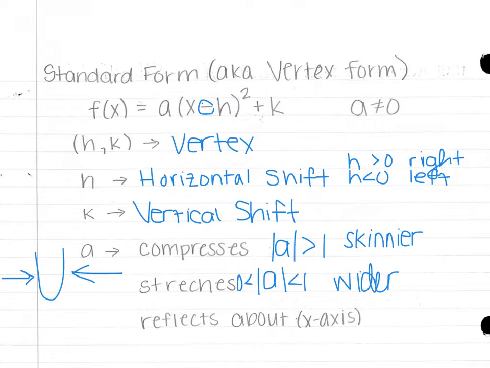If it reflects, so if a is less than 0, or if a is negative, it's going to reflect about the x-axis. And that should make sense because in the last video, we saw that the parabola opened downward. So it kind of flipped there. So we have a reflection.